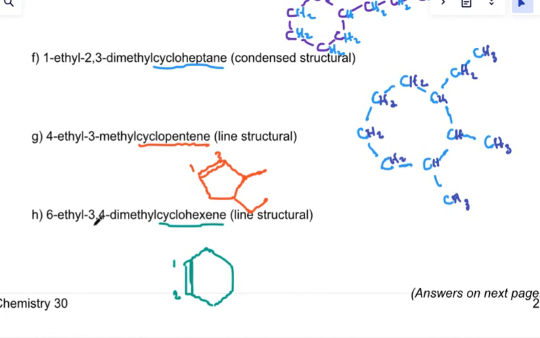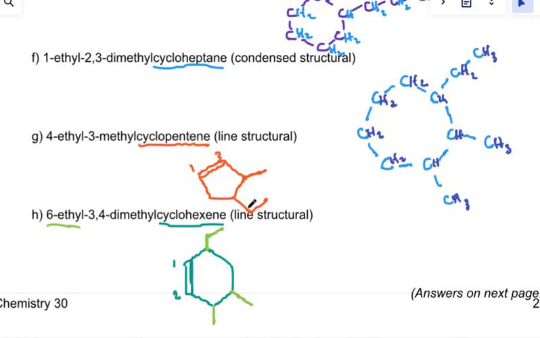Now they say on carbons, I guess I'll do it from left to right. I was going to do the methyl groups and then the ethyl group, but we might as well do this in order so we're less likely to miss something. Carbon number 6 gets an ethyl group. 1, 2, 3, 4, 5, 6. This gets, that's a carbon, so that's an ethyl group. And then carbon number 3 gets a methyl group, and carbon number 4 gets a methyl group. So there's our line structure. Not too bad.